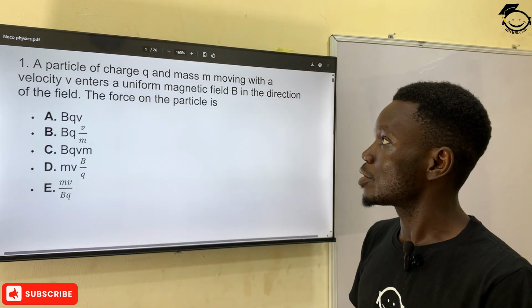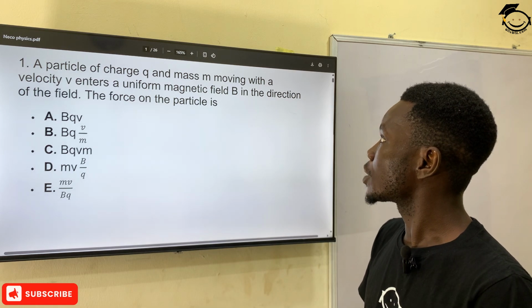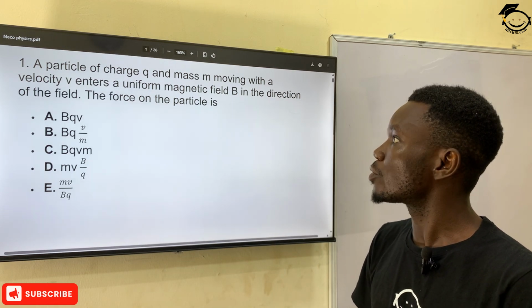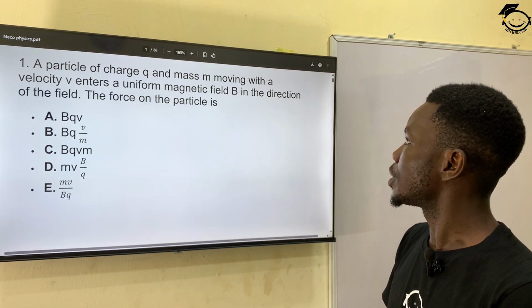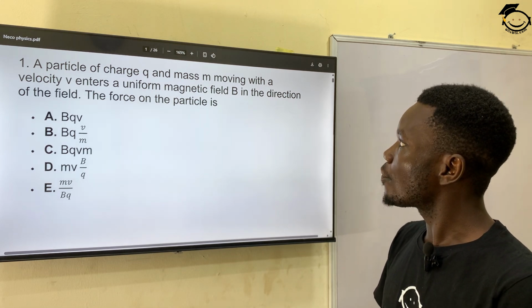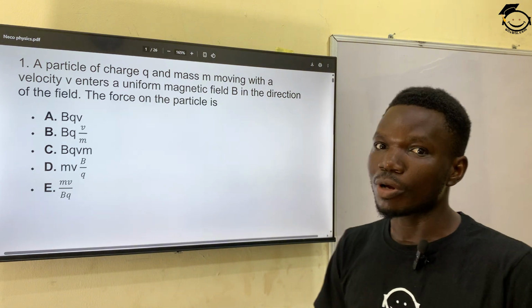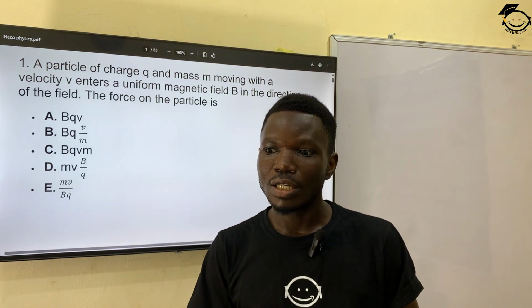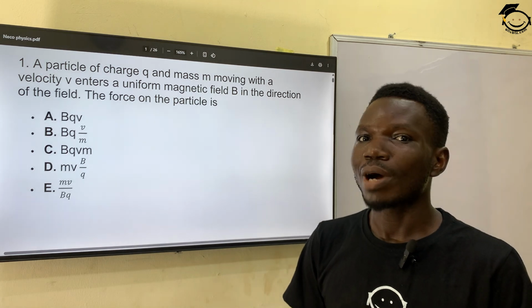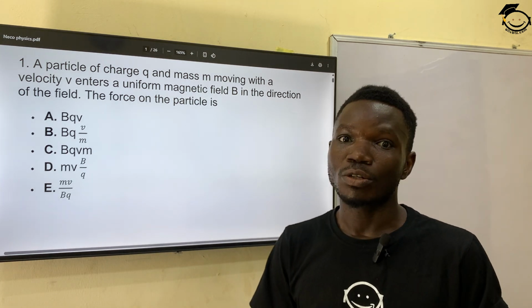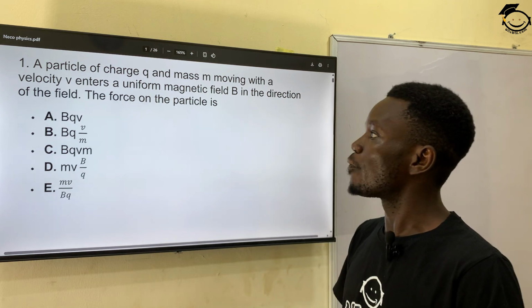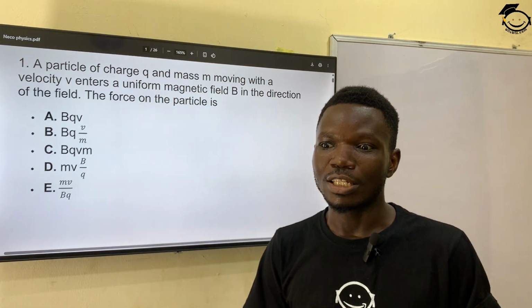The first question says a particle of charge Q and mass m moving with a velocity v enters a uniform magnetic field B in the direction of the field. The force on the particle is what? What I simply ask here is the formula for force in a magnetic field, and the formula is simply F equals BQV. So our correct option there is A.